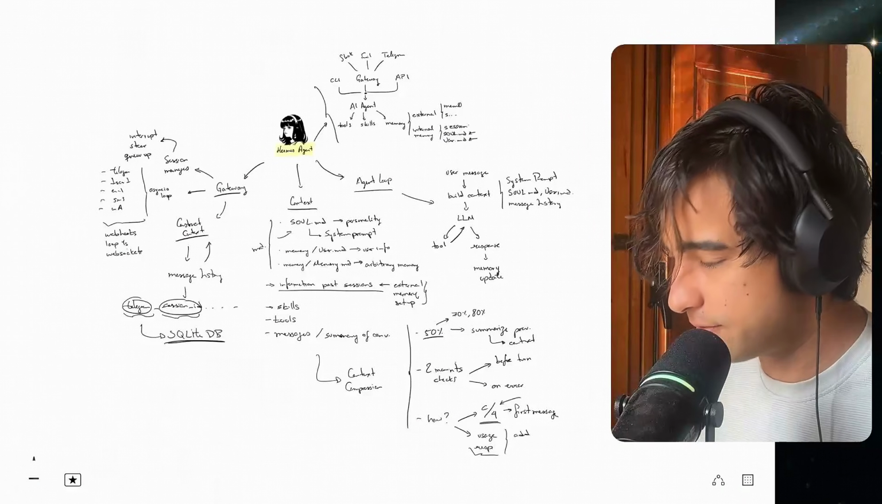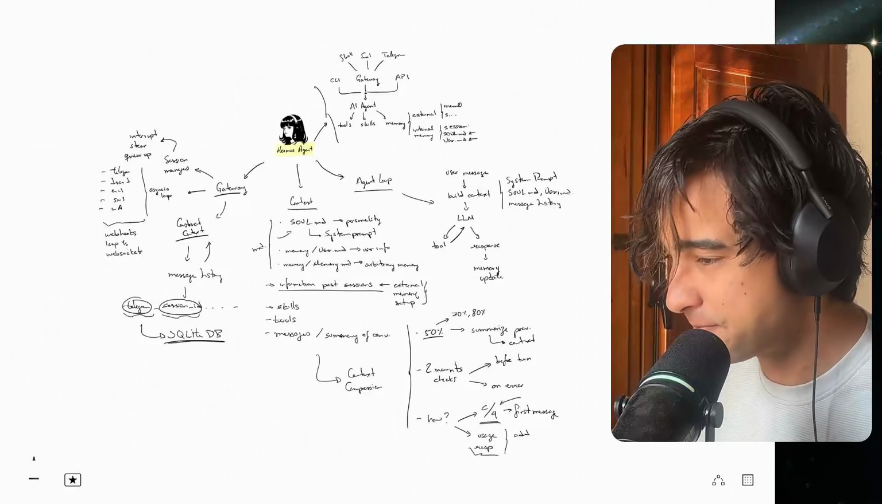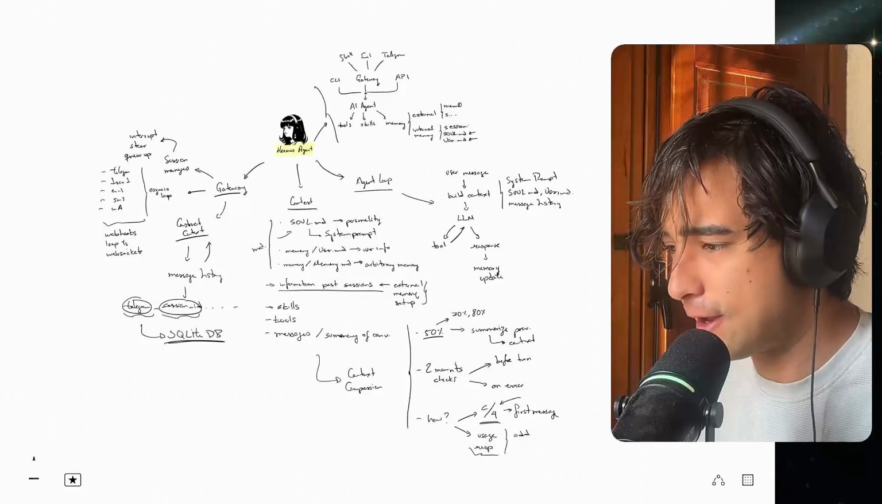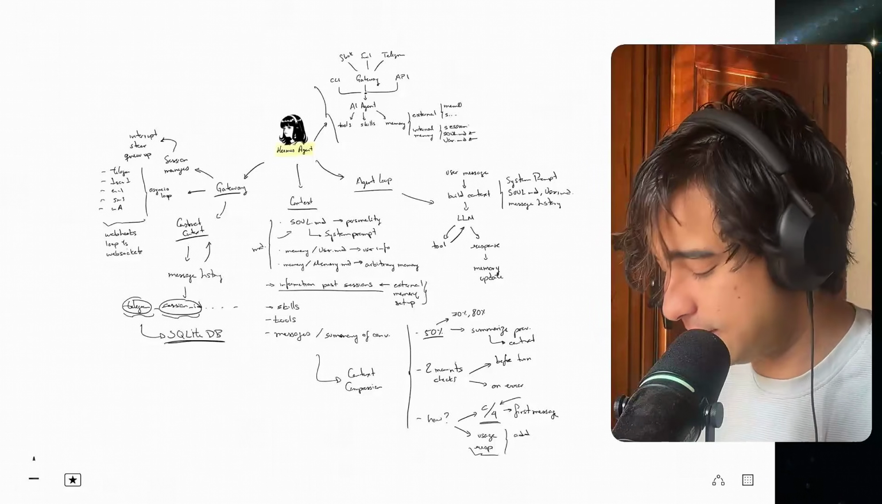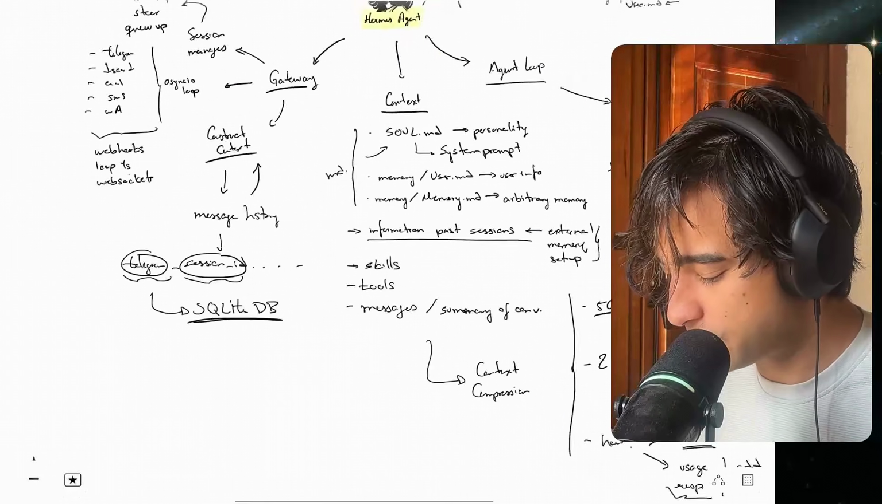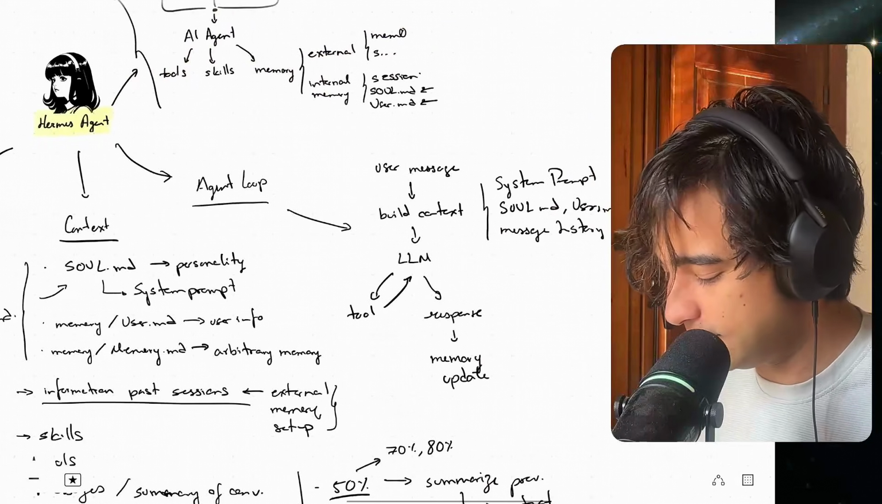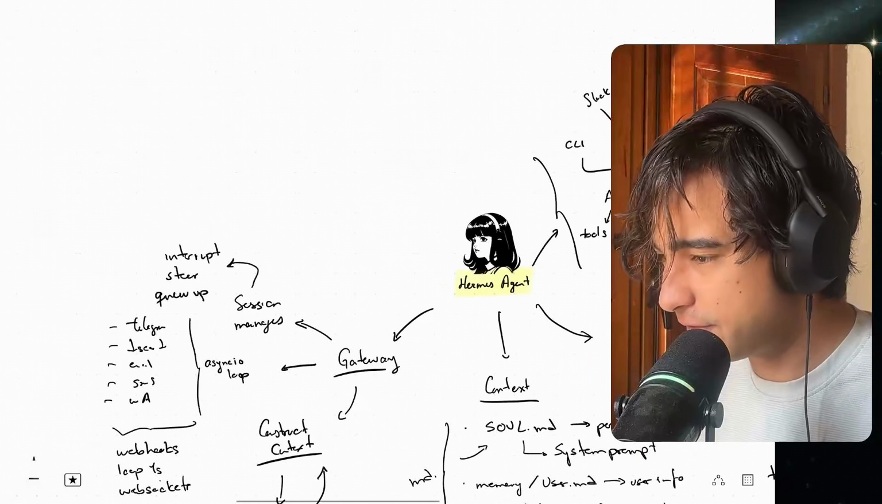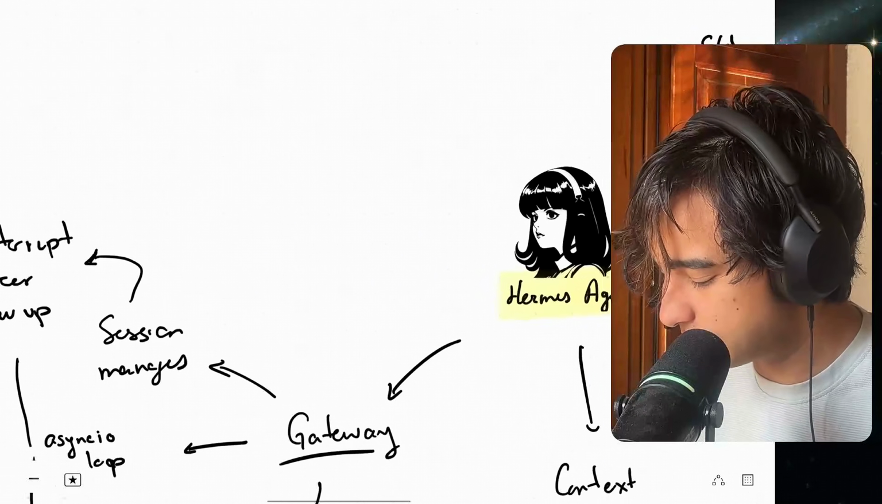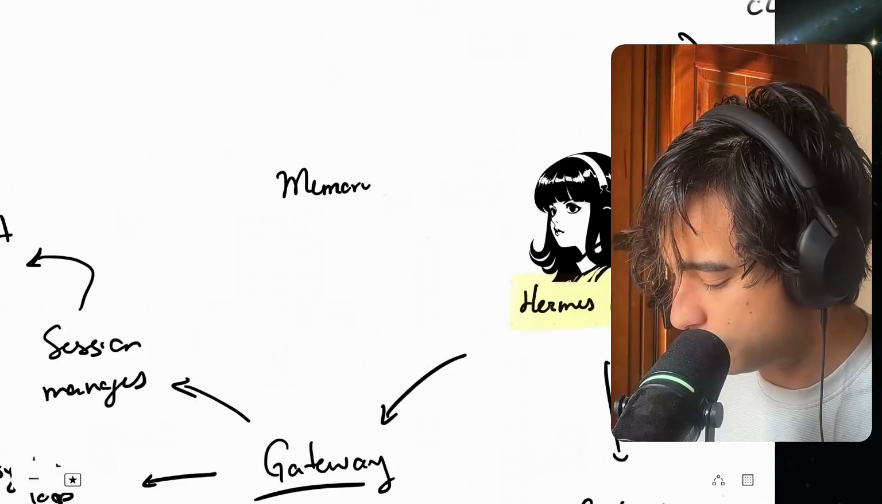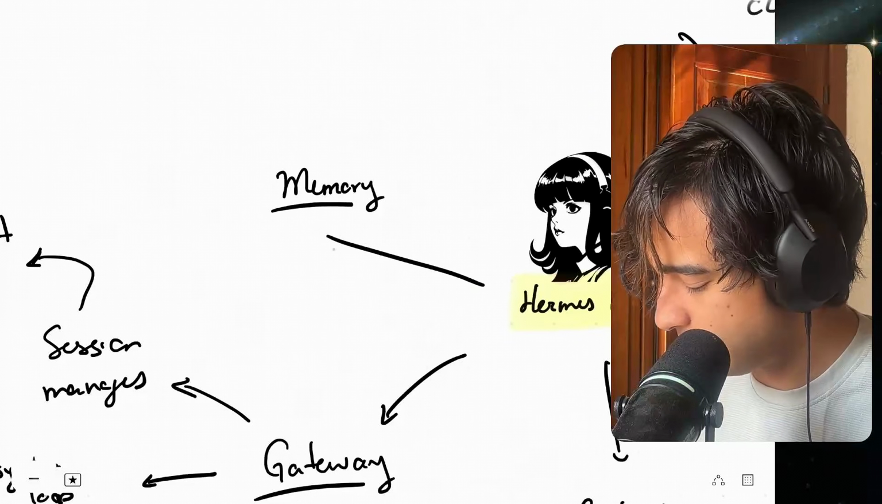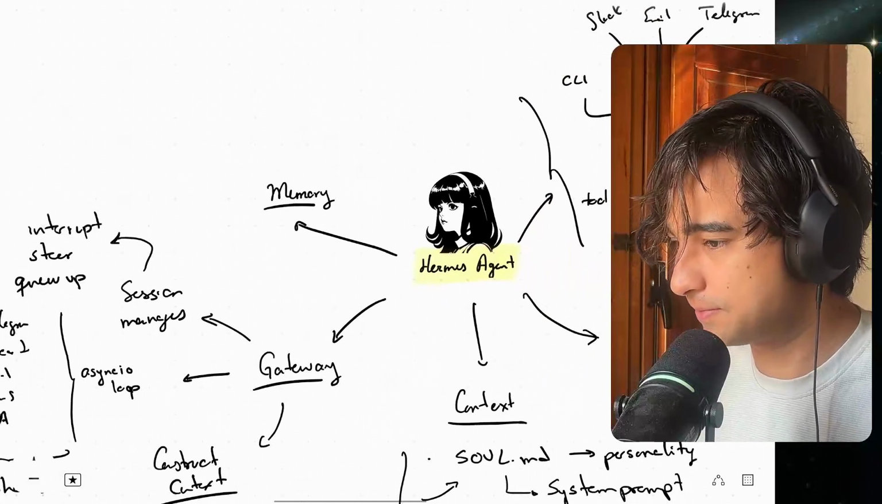All right, so we have covered quite a bit, as you can see right here. The next thing that I want to cover right now is memory. We have already mentioned a little bit about it when talking about context compression, the gateway and the agent loop. But I figured that it actually requires its own section right here. So let's just write down here: memory.